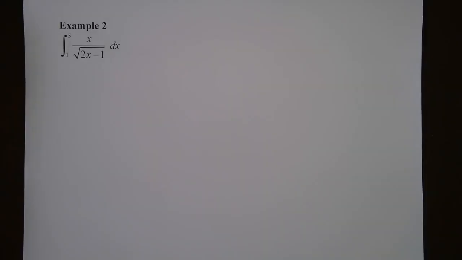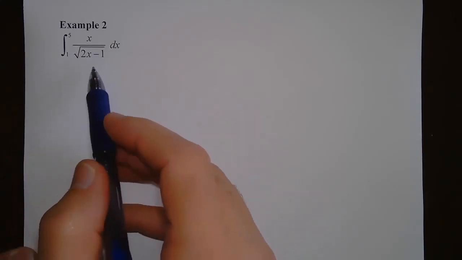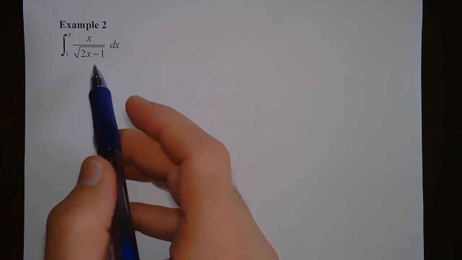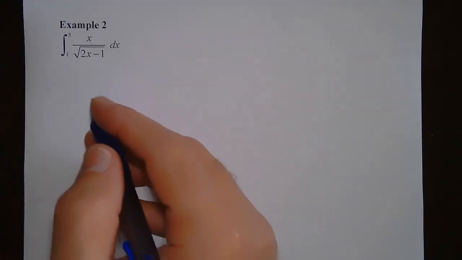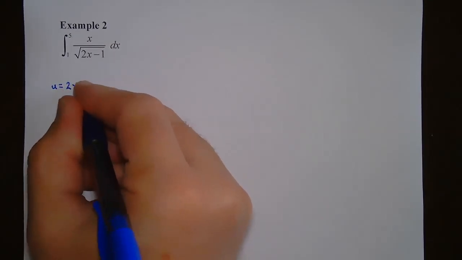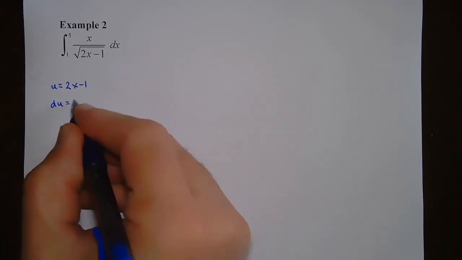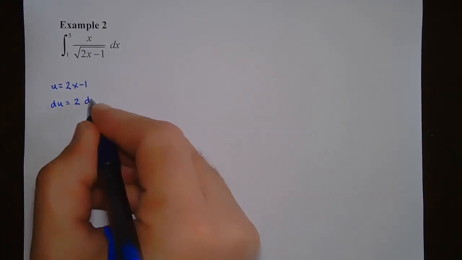Okay, for this next example, we're going to take the integral from 1 to 5 of x over the square root of 2x minus 1. And inside the square root is 2x minus 1, so I'm thinking that's the one I'm going to want to let u be. Okay, so let's try that. Let u equal 2x minus 1. And then du would be 2 times dx.